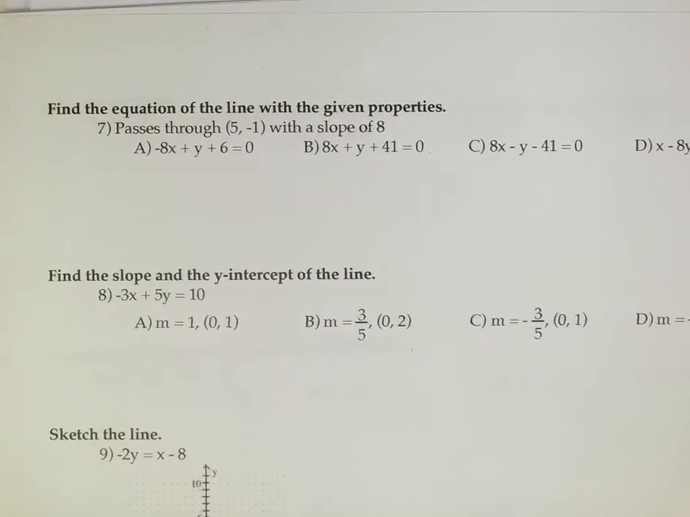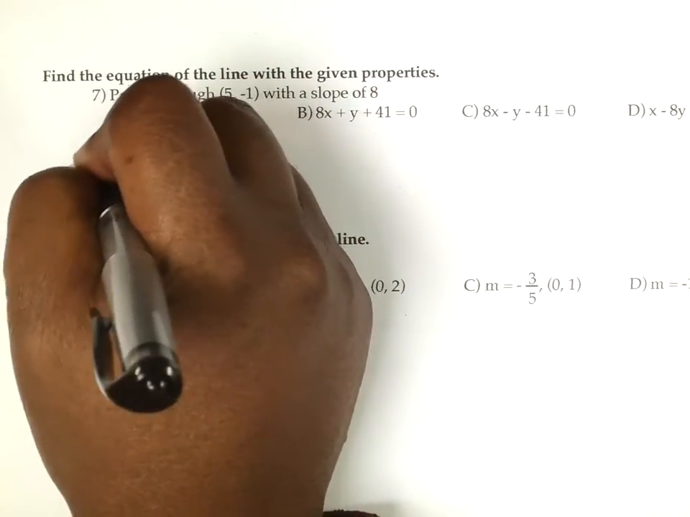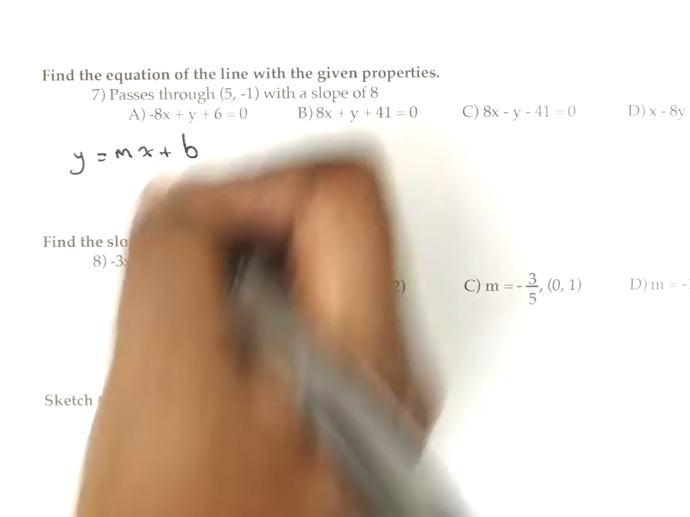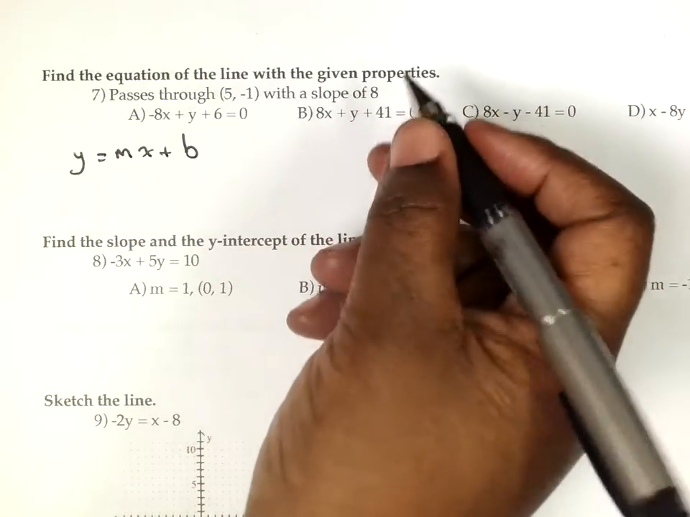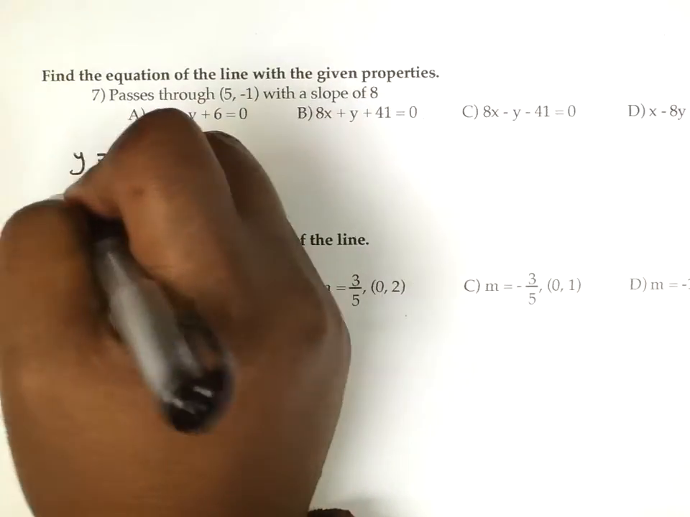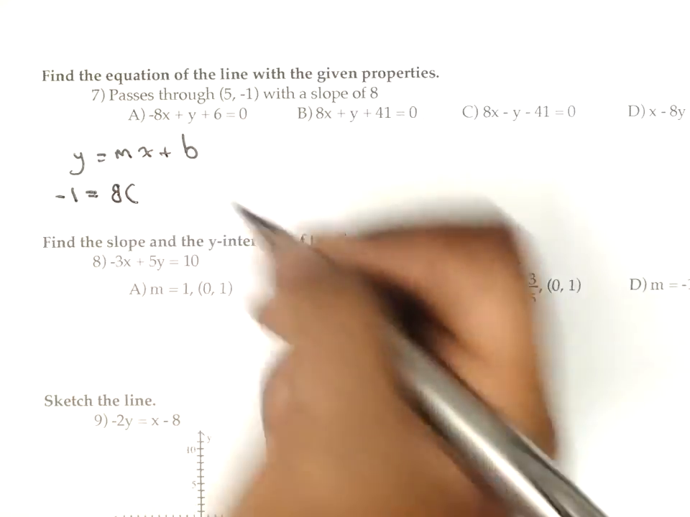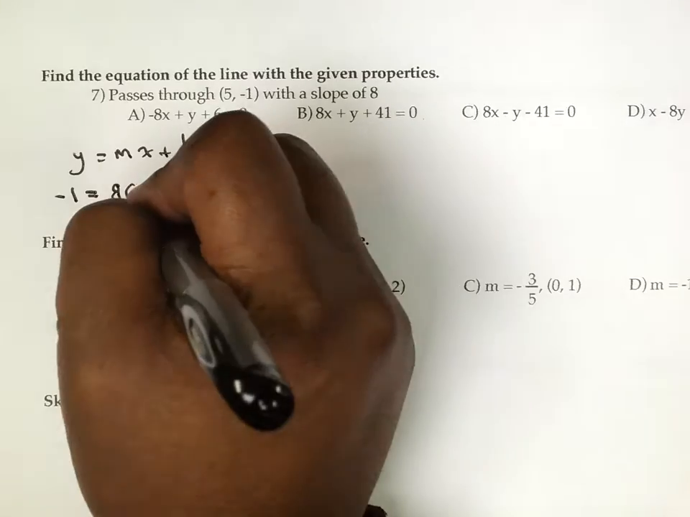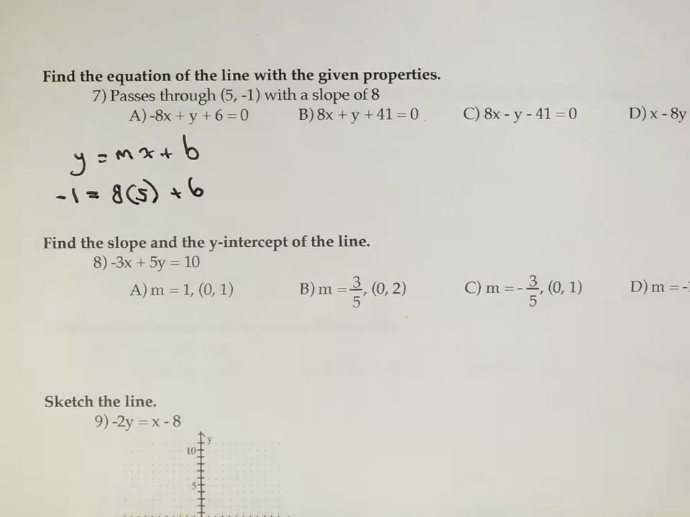Number 7, I want to find the equation of the line that passes through the point 5, negative 1 and has a slope of 8. So if we just write it in y equals mx plus b, plug in what we know, we can solve for b and then write the equation. So the y coordinate is negative 1, the slope is 8, the x coordinate is 5, and we need to figure out what b is.